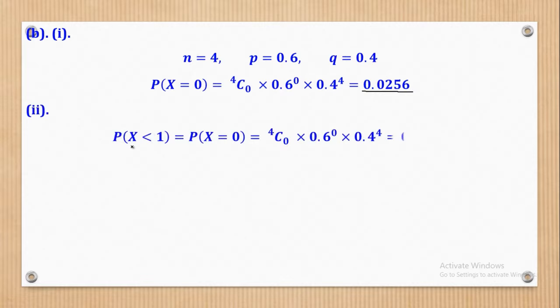Now we shall go to Roman 2. Roman 2, they wanted the probability of x less than 1. So x less than 1 is only 0. Therefore, the probability of 0, we have already got it here. So the answer will be 0.0256.